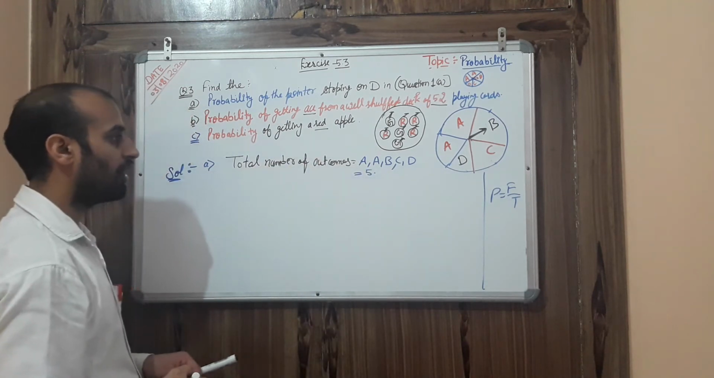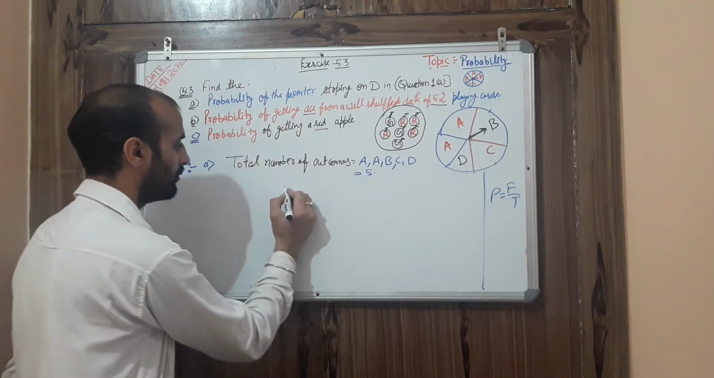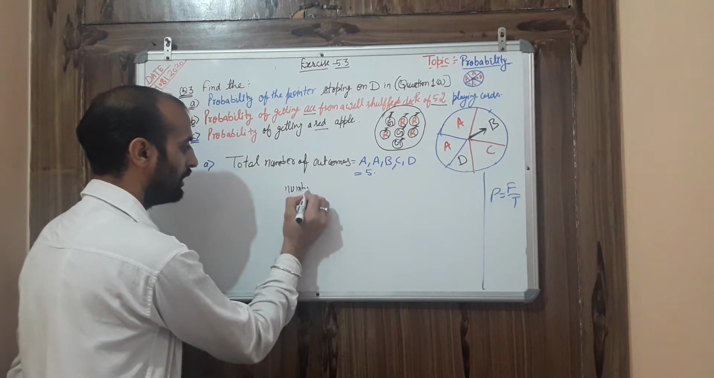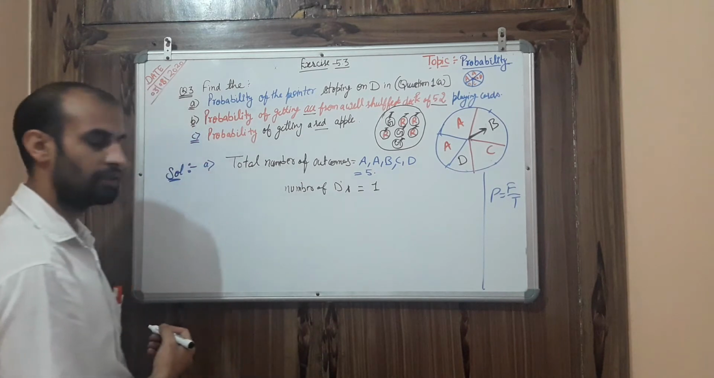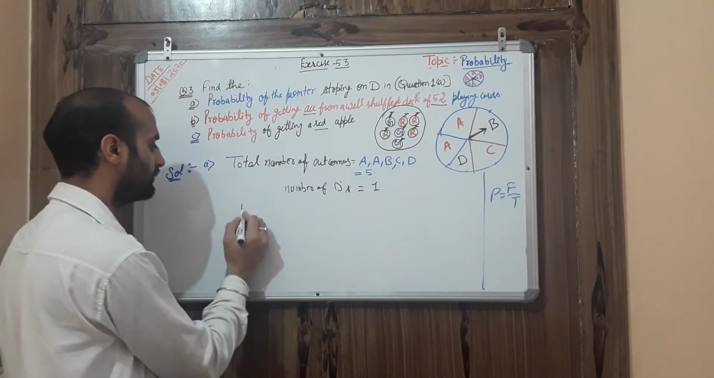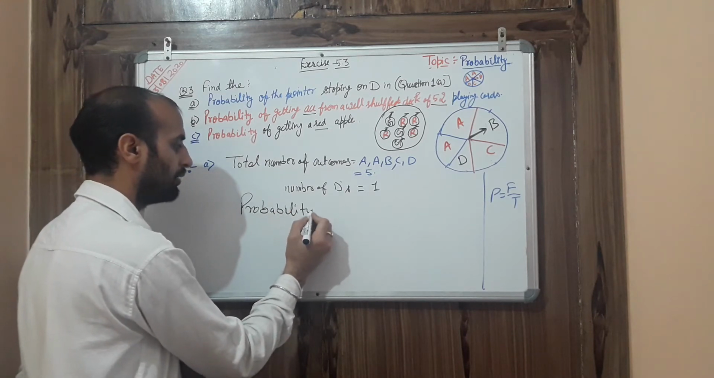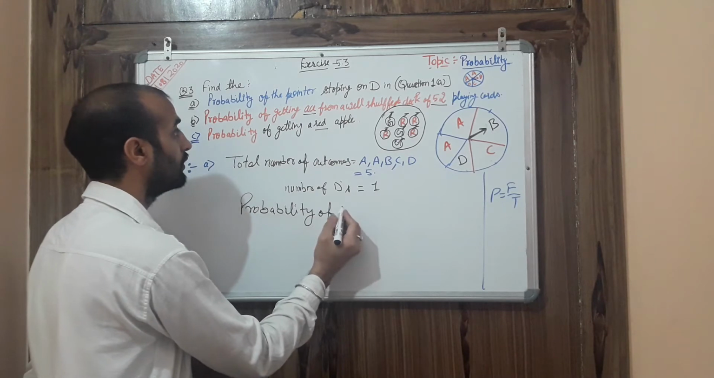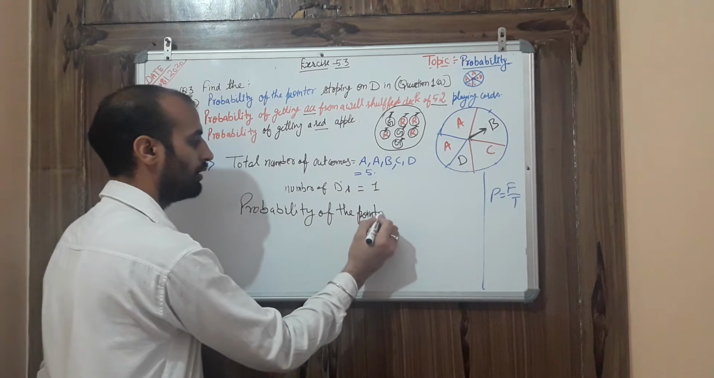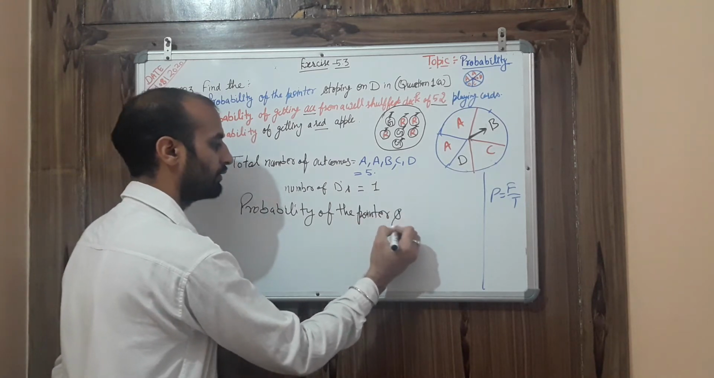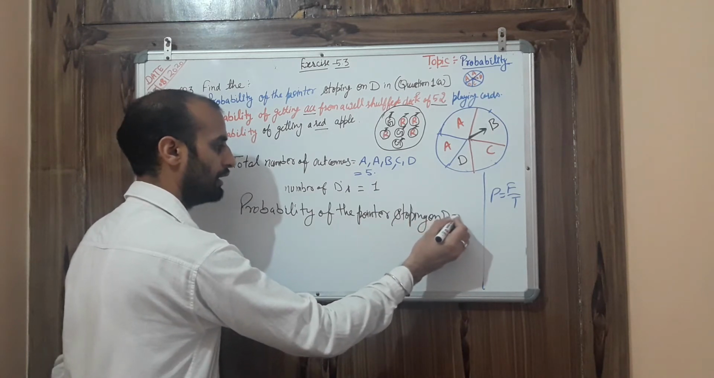Now how many D's are there? The question is to find the probability of stopping over D. So we need to write the number of D's. D has only 1. After writing this, we need to write the probability of the pointer stopping on D is equal to.